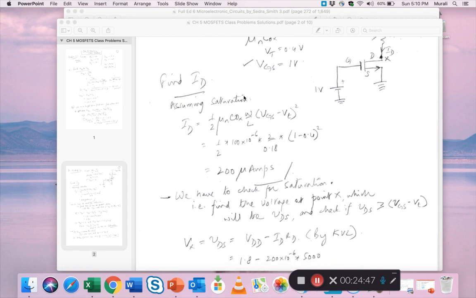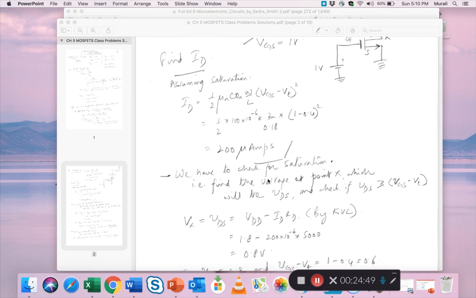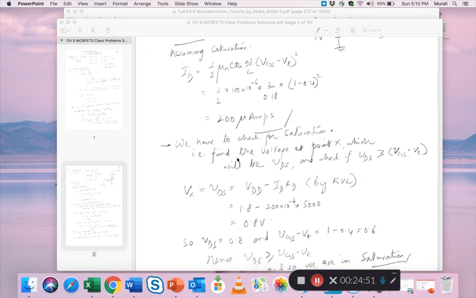Then we assume saturation, but we have to check for saturation. Are we really in saturation? So what is the main rule to find whether it's saturated?